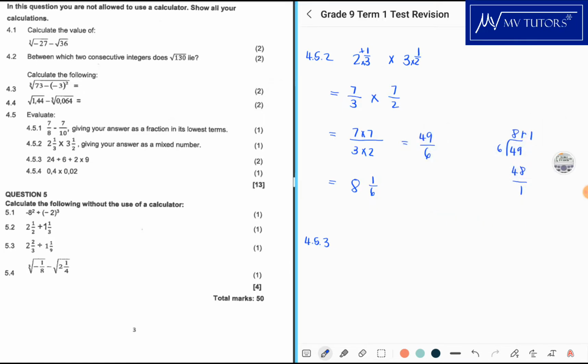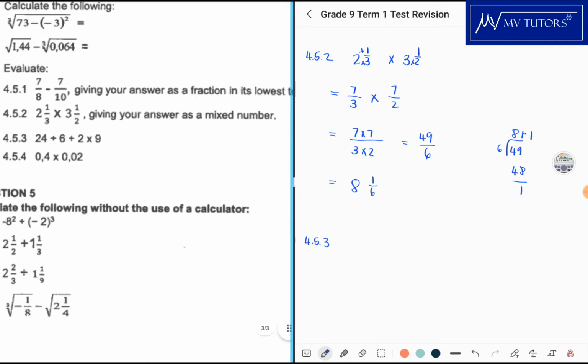Okay, now 4.5.3. So we have, let me just see, is it a plus or a division?